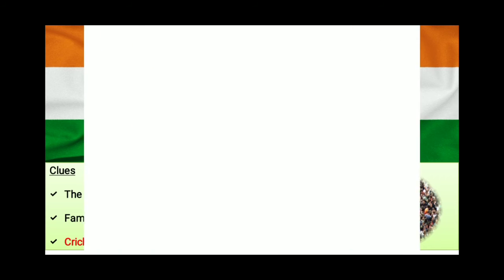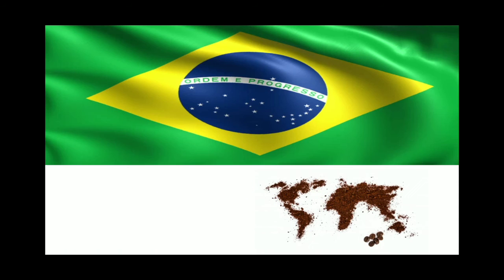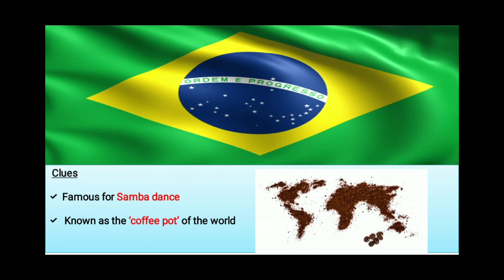And now the next one, this one is the flag. Some of you may identify the country by the flag, and the hints are: this country is famous for samba dance, known as the coffee pot of the world, and the last one, football is a very popular sport here. Now, by using all these hints and the given flag, we have answered that this flag is of the country Brazil.